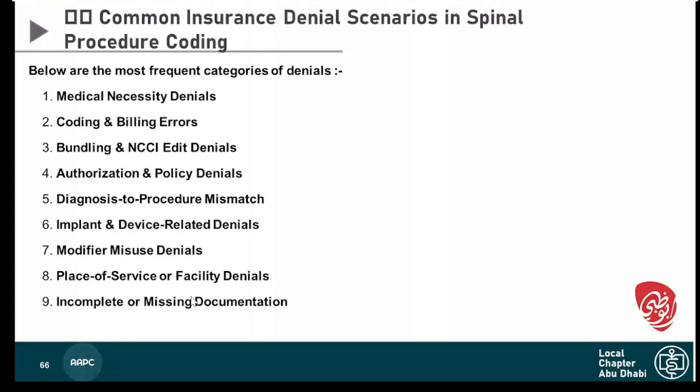First one, medical necessity denials, then coding and billing errors, then bundling and NCCI edit denials, then authorization and policy denials, that is not related to coding. Prior authorization is related to the prior approval team, who will take prior approval. Then diagnosis to procedure mismatch, implant and device related denials, modifier misuse denials, place of service, and incomplete or missing documentation. So what are medical necessity denials?